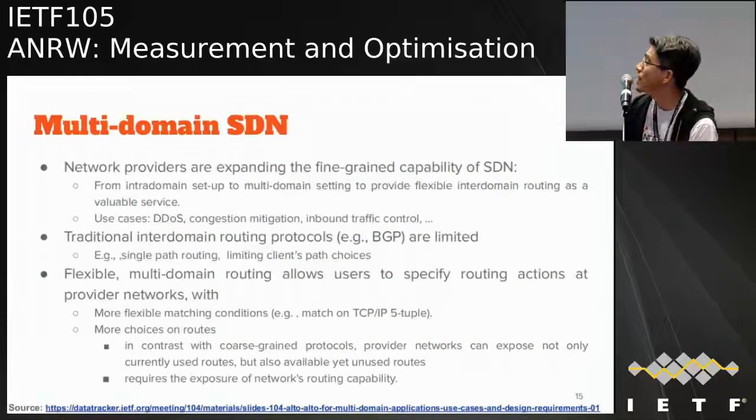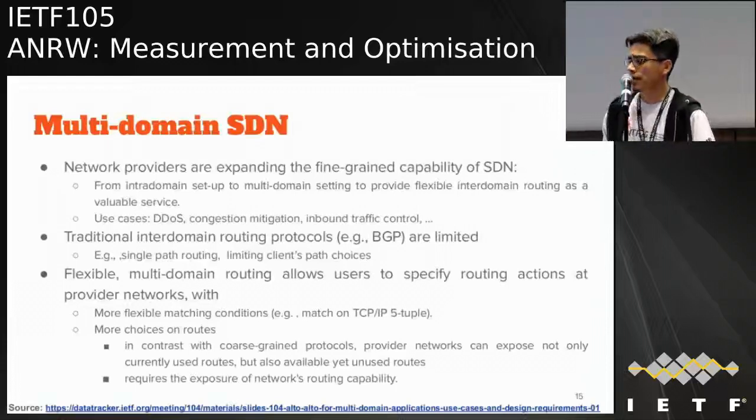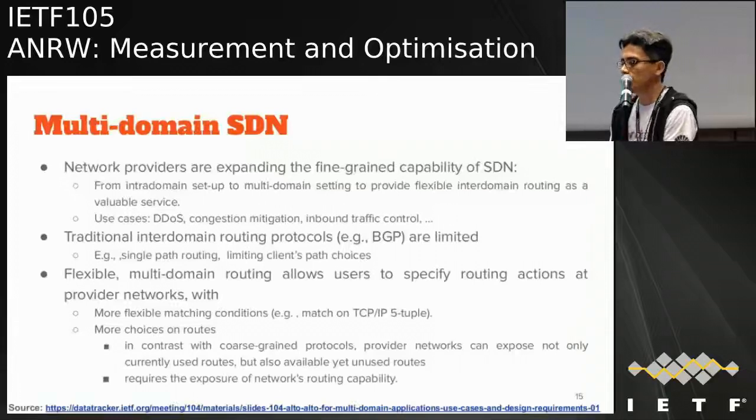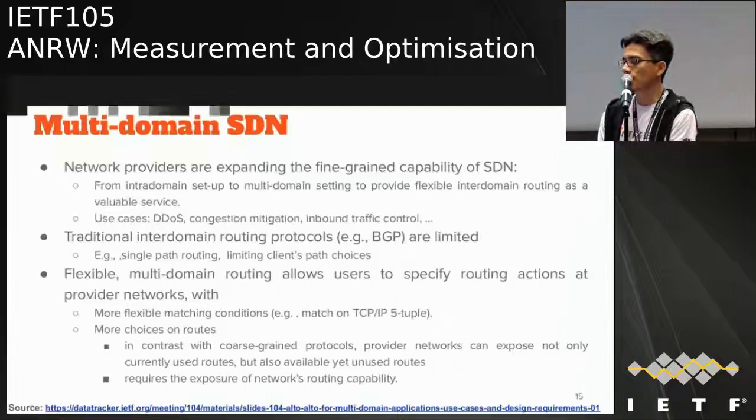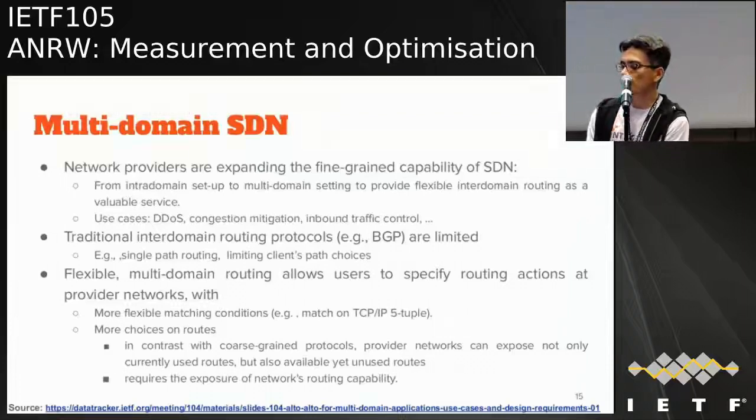Network providers, here we have another potential multi-domain scenario where the network providers are expanding the granted capability of SDN from intra-domain setup to multi-domain settings to provide flexible inter-domain routing. Traditional inter-domain routing protocols are limited because usually they provide a single path routing, limiting the client's path choices. So flexible multi-domain routing allows the user to specify a routing action at the provider network. This is with more flexible matching conditions and more choices on routes, so that the network provider can expose not only the currently used route but also available yet unused routes.